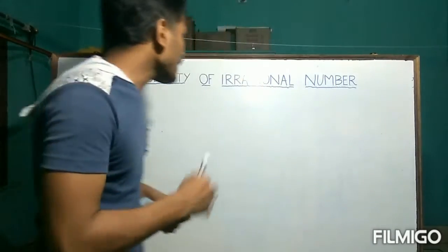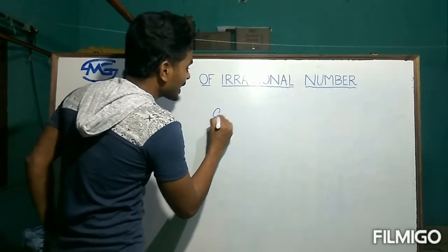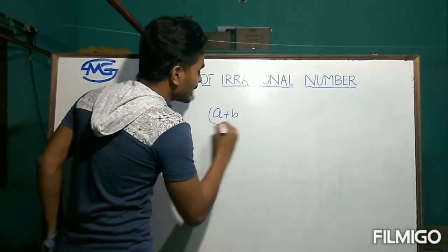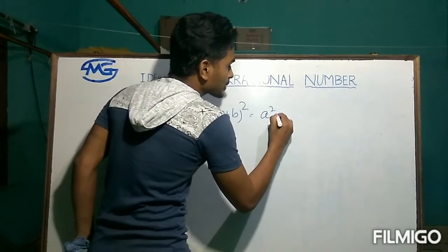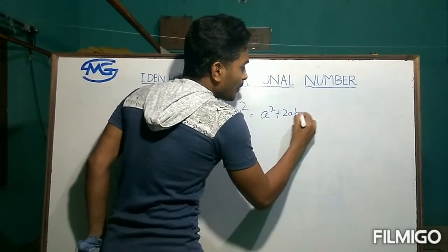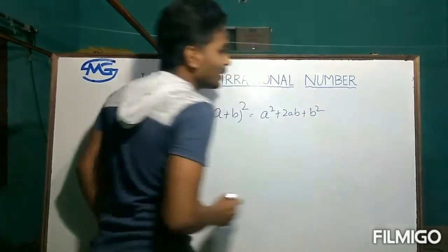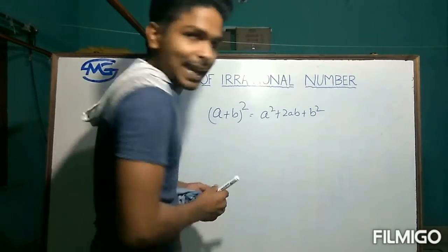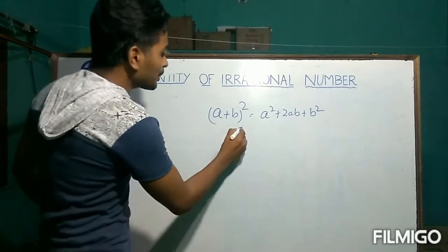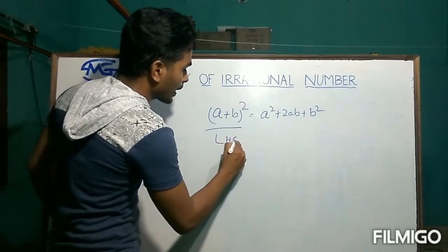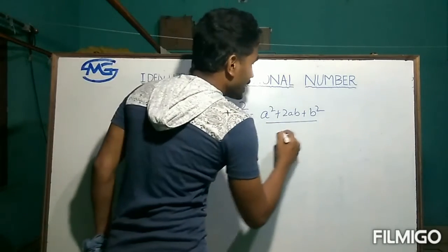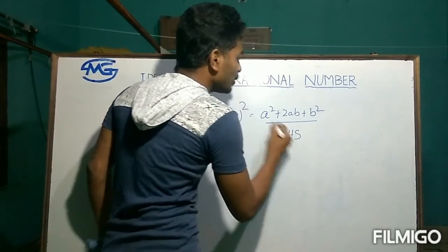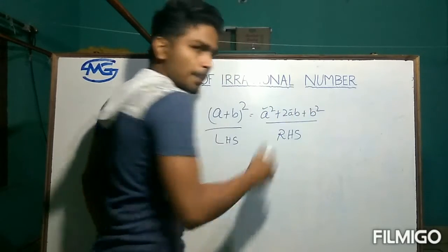For example, suppose we take (A plus B) whole square, which is equal to A square plus 2AB plus B square. This is the identity rule as we studied in class 8. Suppose in the left hand side we have two variables, A and B, and in the right hand side we also have two variables, A and B.